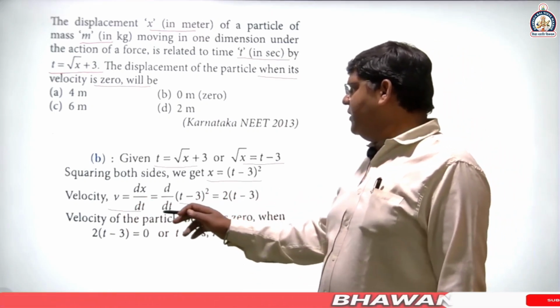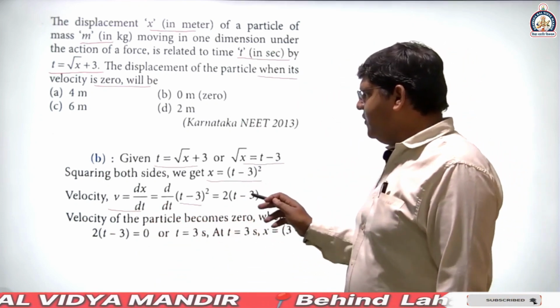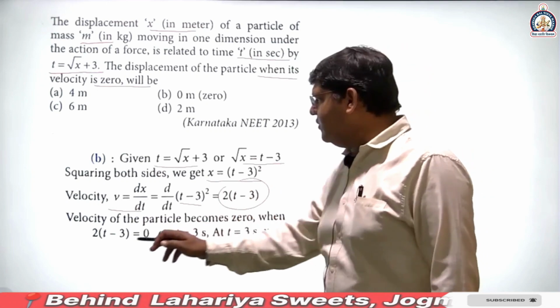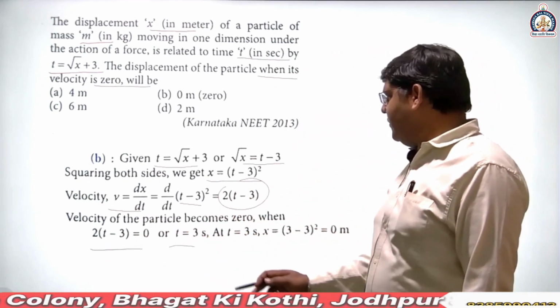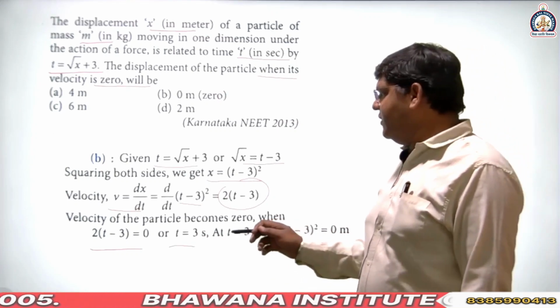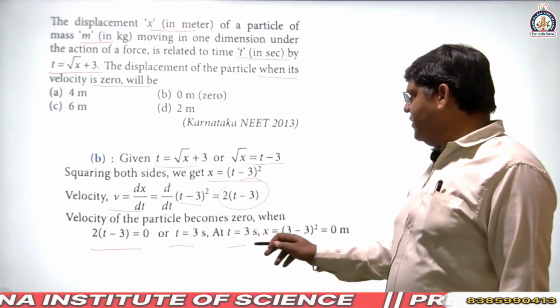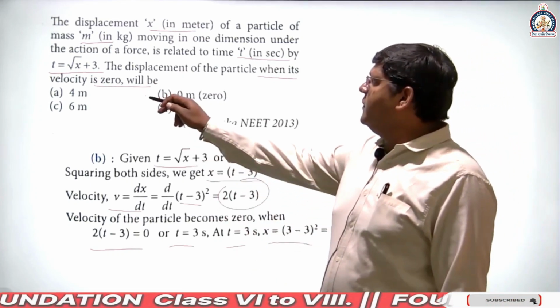Now we have to calculate the point where this velocity becomes 0. So we put this term equal to 0, 2t minus 3 equal to 0. Solving we get t equal to 3. So t equal to 3 is that time in which the velocity is 0. So at t equal to 3, the x value comes out to be 0 meter. That is our option number B.